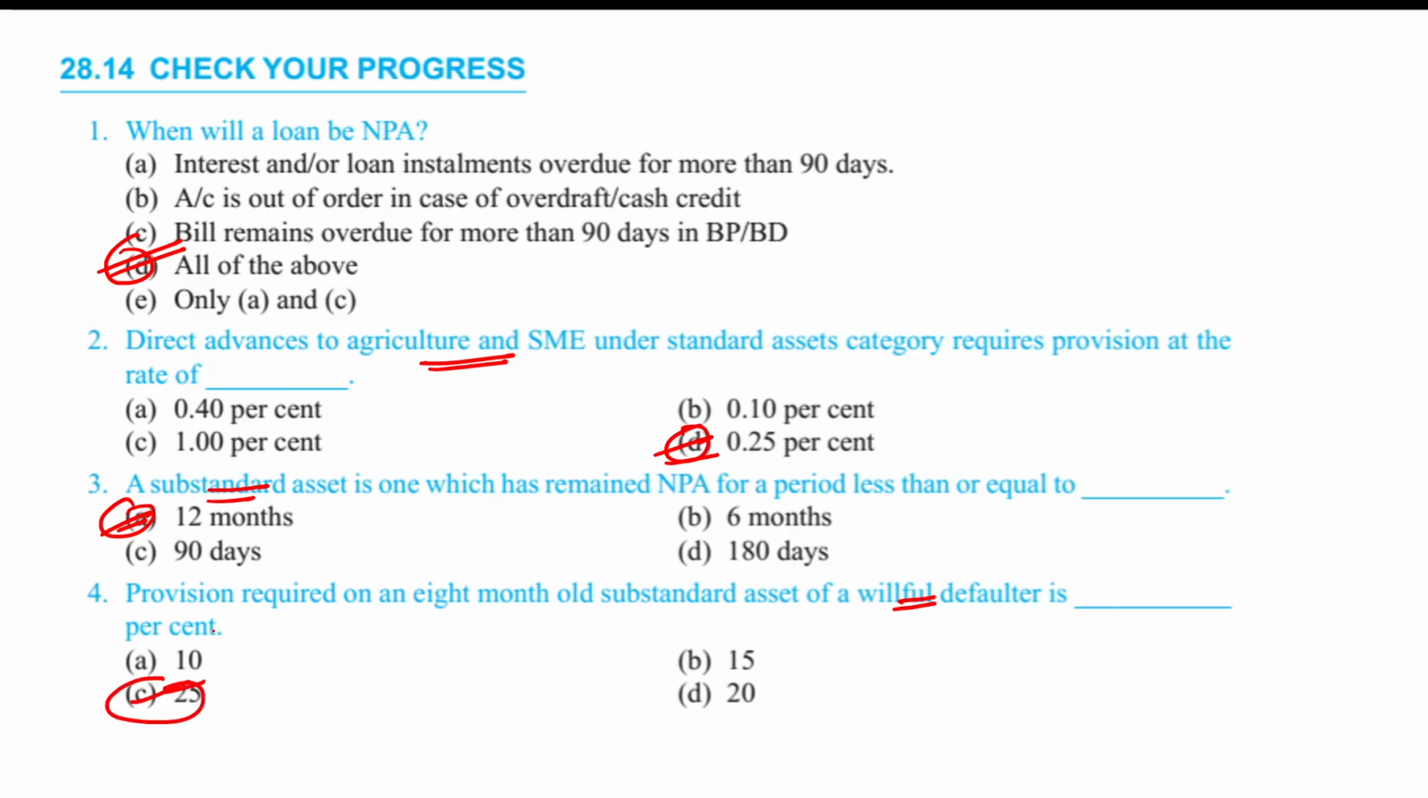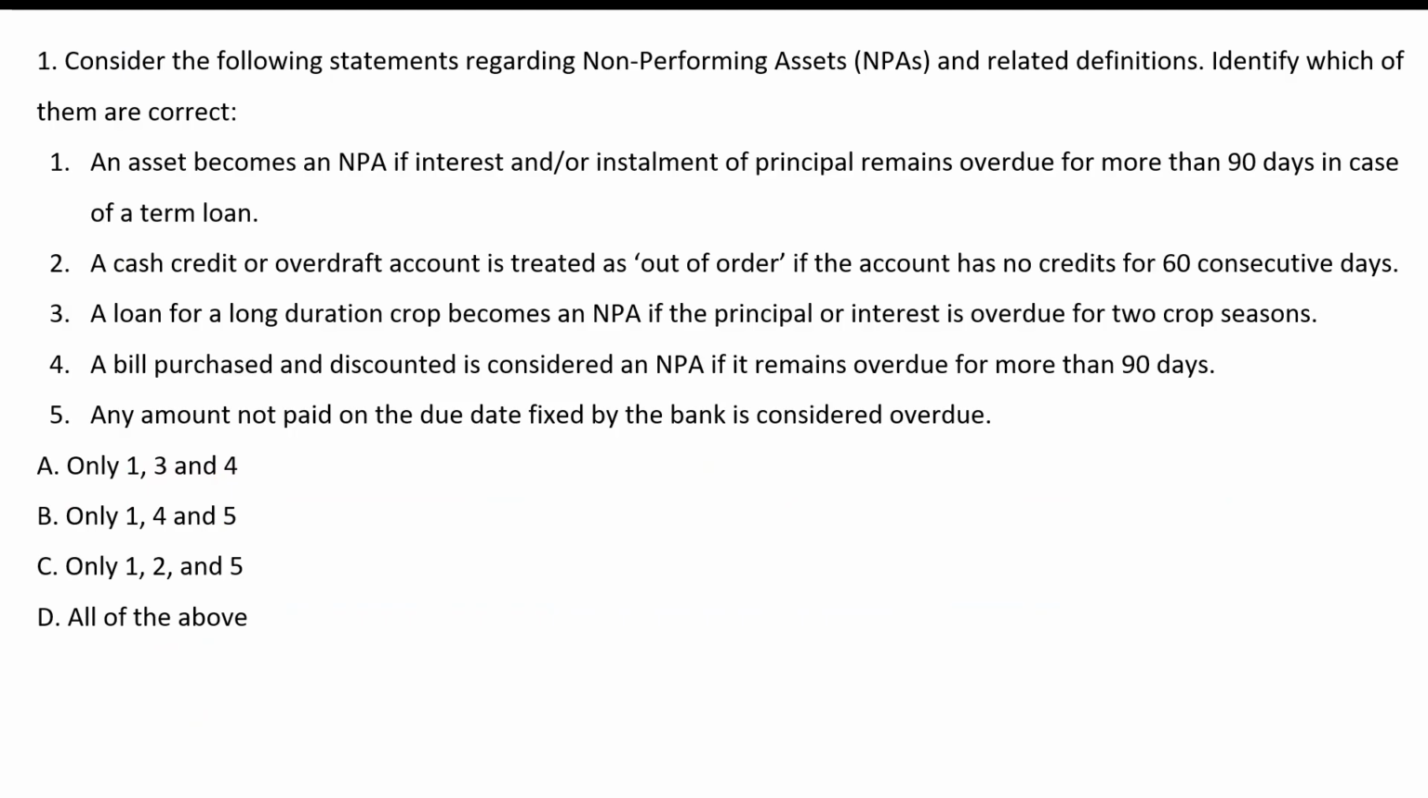Now let's do some practice questions. Question number 1. Consider the following statements regarding non-performing assets and related definition. Identify which of them are correct. There is no need to read statement 1 because it is there in every option. So that's why it is correct.